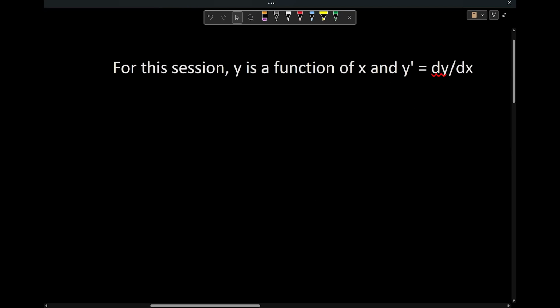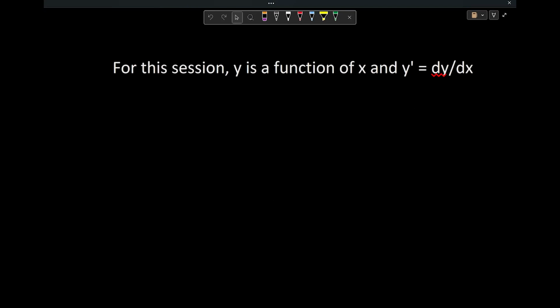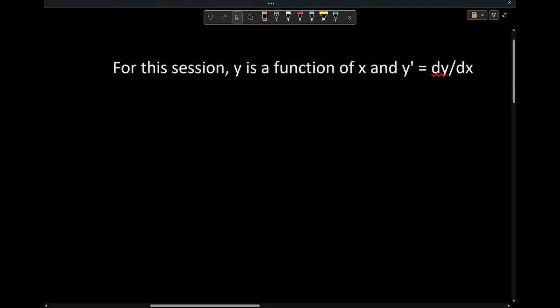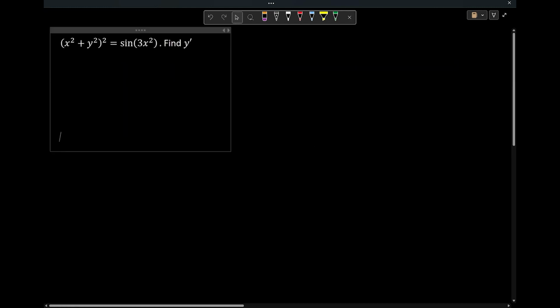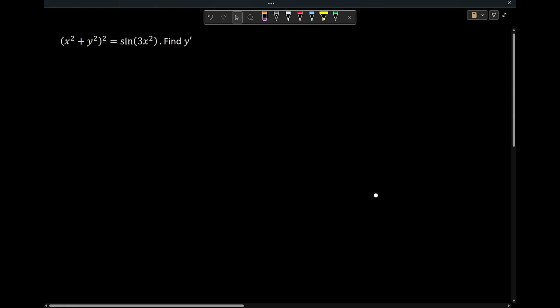So for this session, I just want to clarify that y is a function of x, and some people write derivatives as dy dx. Some people as y prime. We're going to use y prime just to make it less crowded, okay? But dy dx and y prime are interchangeable. And again, you should keep in the back of your mind that x is our independent variable, and we are doing dy dx when we are writing y prime. So here's the first example, okay?